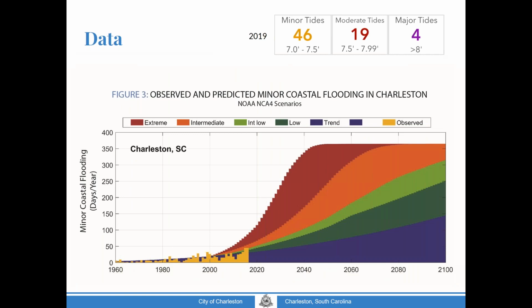And here's some data about the minor coastal flooding in Charleston. Again, this is the NCA4 scenarios. So you can see if you follow that intermediate curve, the observed at the bottom is in that kind of yellowish color. And if you follow that intermediate curve, the minor coastal flooding is set to increase exponentially too. So this is really interesting. And you can see at the top of the screen in 2019, we had 46 minor coastal flooding incidents.